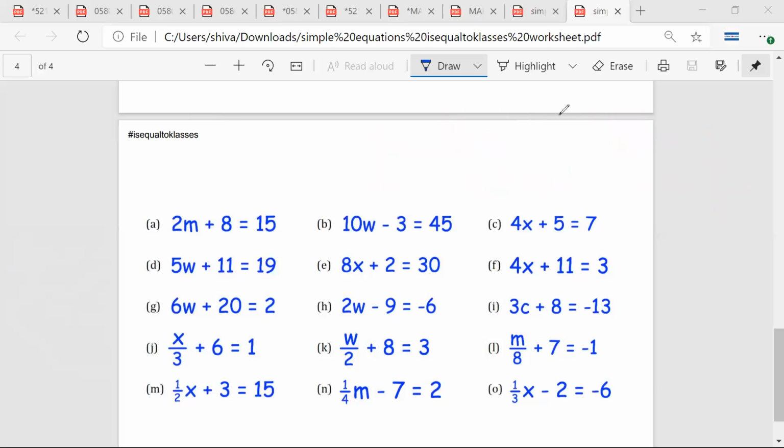Is there any confusion? No, sir. Mr. Sarthak, any confusion?